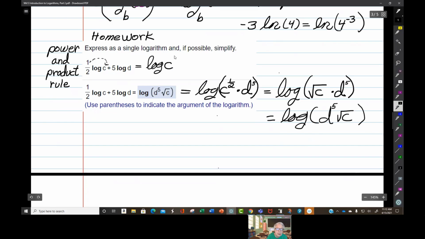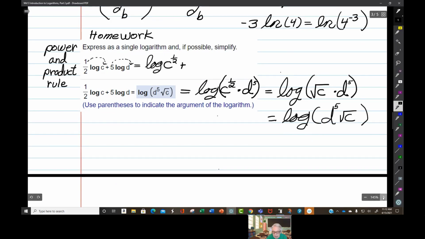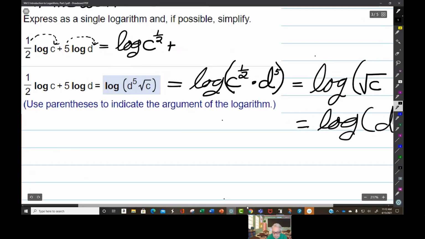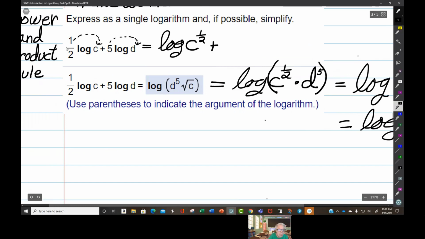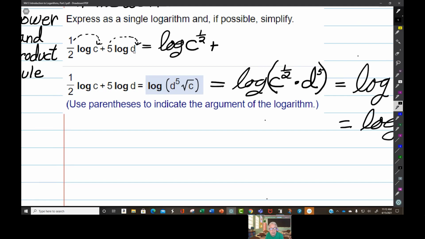C to the 1/2 power plus this 5 is going to go up and become the exponent on D. I don't know if you can see, let me make it bigger. Right there, 1/2 becomes the exponent on C, and 5 becomes the exponent on D. So this is going to be log of D to the 5th power.